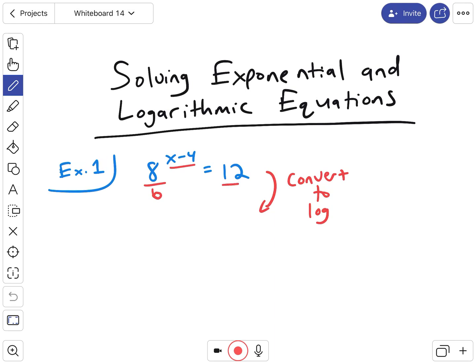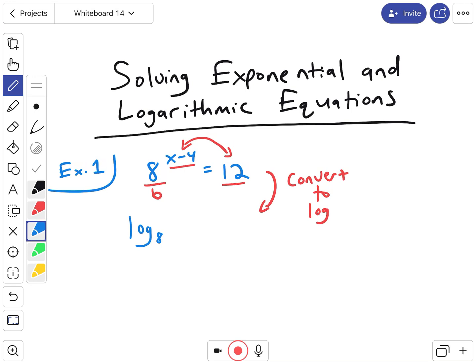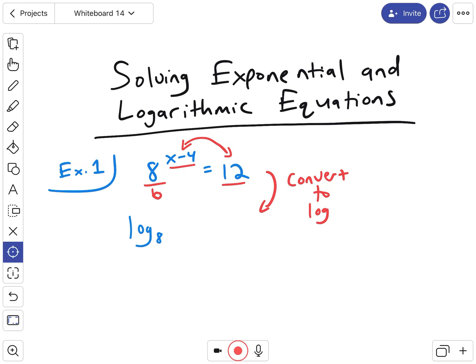Remember, we're going to do a couple of things here. We're going to write it as a log. The base of the log is the same as the base of the exponent, which is 8. So the base stays the same. And then the other thing you're going to do is switch these two. So instead of 8 being with this, the 12 is going to come over here with the 8. And then the x minus 4, instead of being the exponent, is going to be on the right side by itself.